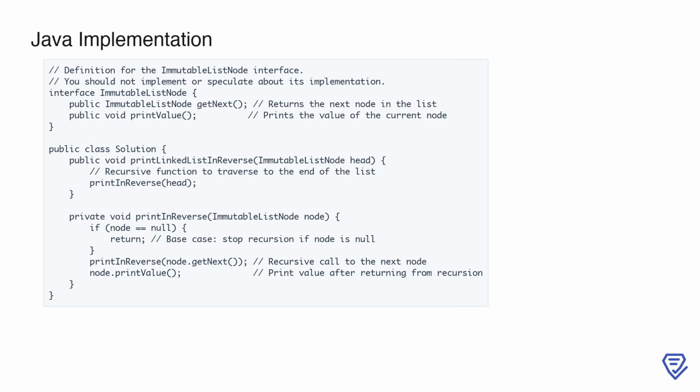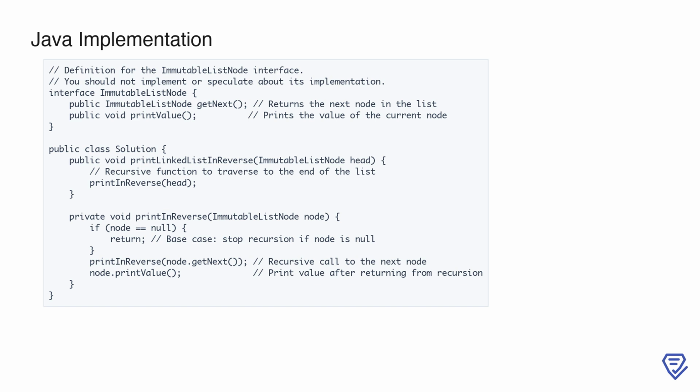This is the Java implementation of LeetCode problem number 1265, print immutable linked list in reverse. The logic mirrors the Python implementation, using recursion to traverse to the end of the list before printing values in reverse order. Key differences include Java type declarations, the use of an interface for the immutable list node, and a private helper method for recursion.